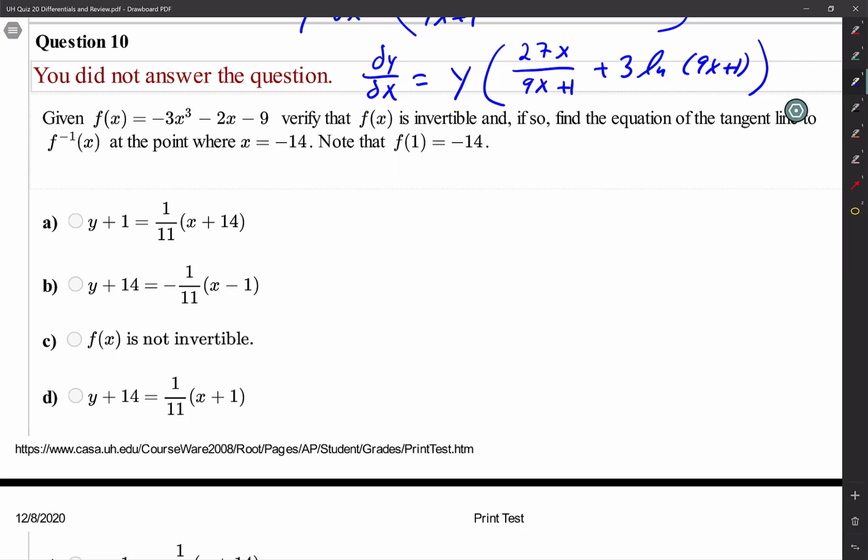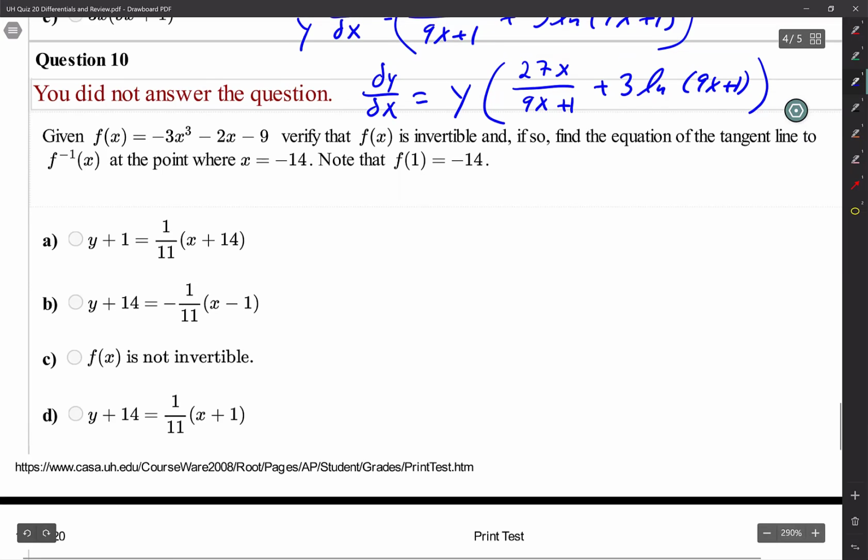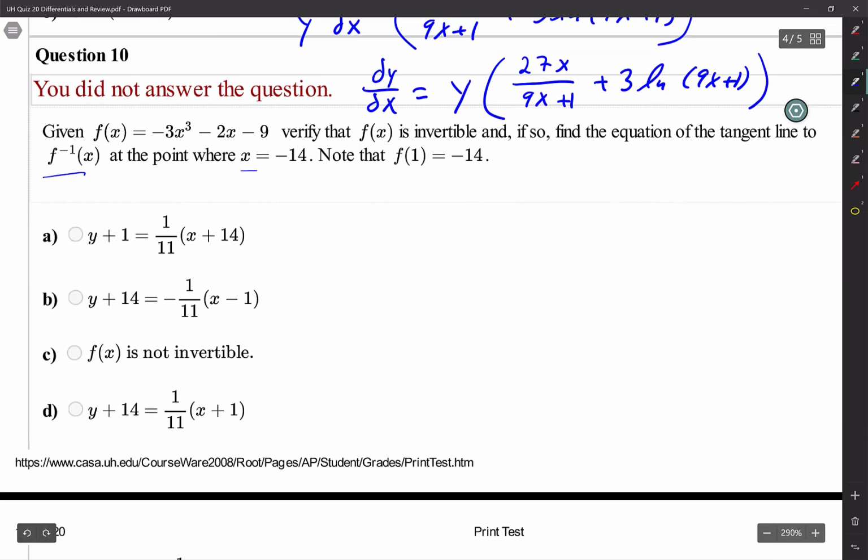All odd functions are invertible, and then if you just have a shift, yeah, then that function is definitely going to be invertible. It just means that they have an inverse, and it does. If so, find the equation of the tangent line to the inverse at the point where x is negative 14. Now look, they're being very nice to me. What do they want? The tangent line for my inverse. I need a point. My point is negative 14 comma 1. And I need a slope.